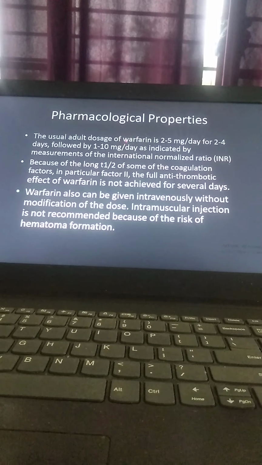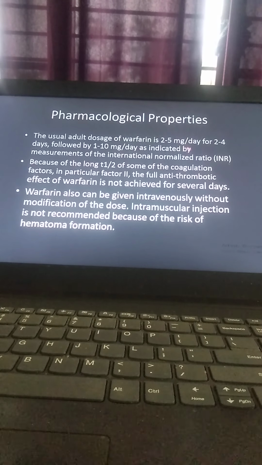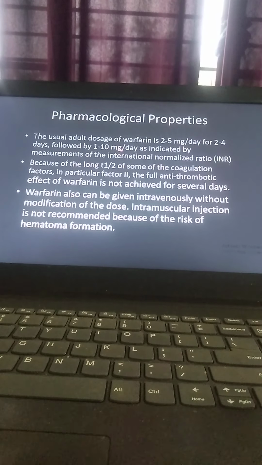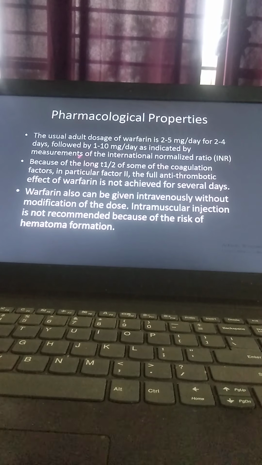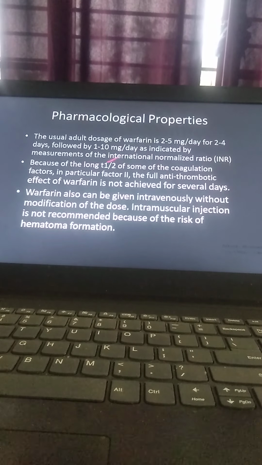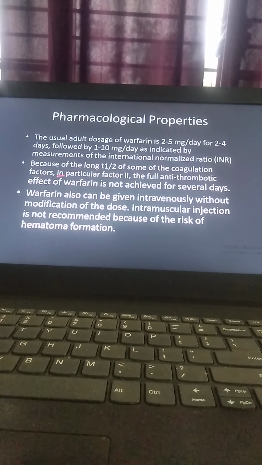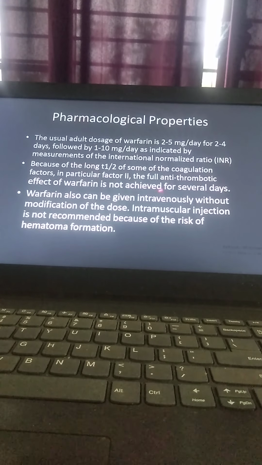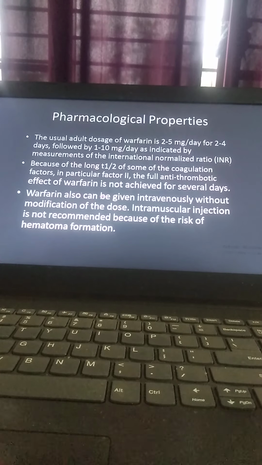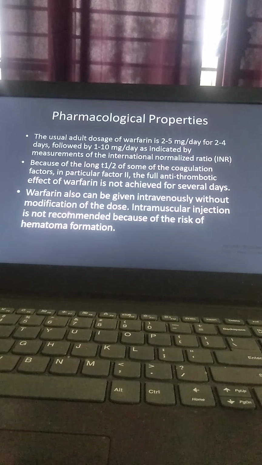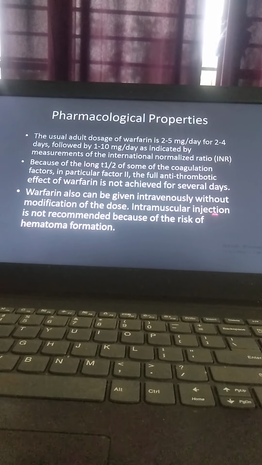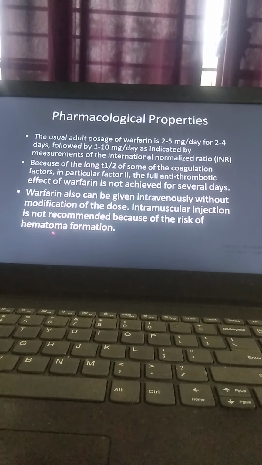The usual adult dosage of warfarin is 2 to 5 mg per day for 2 to 4 days, followed by a 1 to 10 mg maintenance dose as indicated by the measurement of the international normalized ratio, INR. Because of the long half-life of some of the coagulation factors, in particular factors 2 and 10, the full antithrombotic effect of warfarin is not achieved for several days. Warfarin also can be given intravenously without modification of the dose. Intramuscular injection is not recommended because of the risk of hematoma formation. So we cannot give it intramuscular, IM.